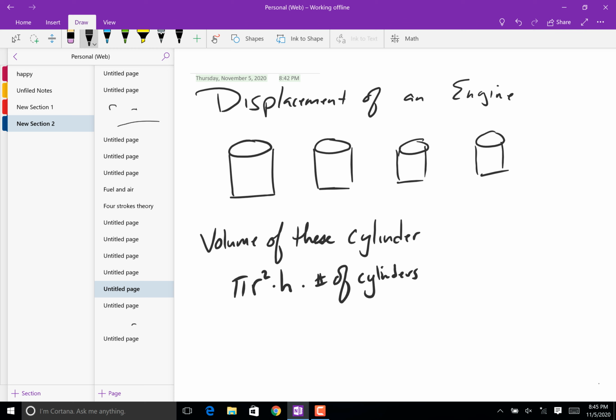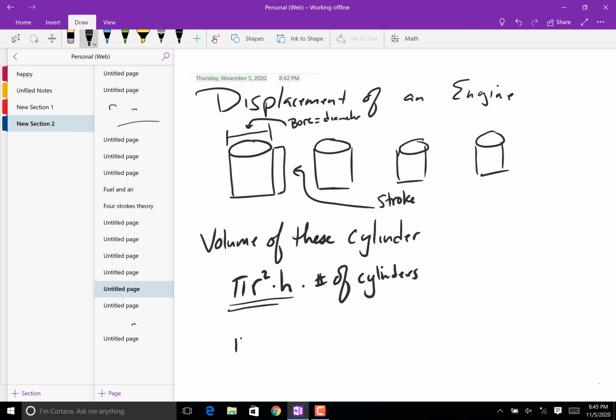Awesome job. Now, it turns out that we talk about the diameter of a cylinder, and when it comes to an engine, we talk about that as being the bore of the engine. Bore is equal to diameter. And height, which is right here, we can actually refer to as the stroke of the engine. And so this is how we do it in math class.